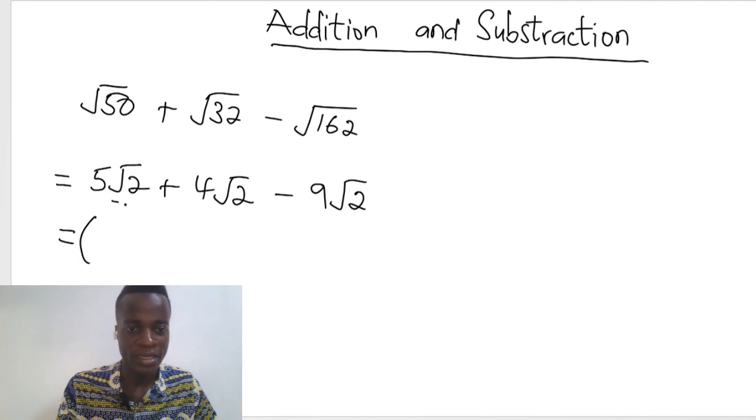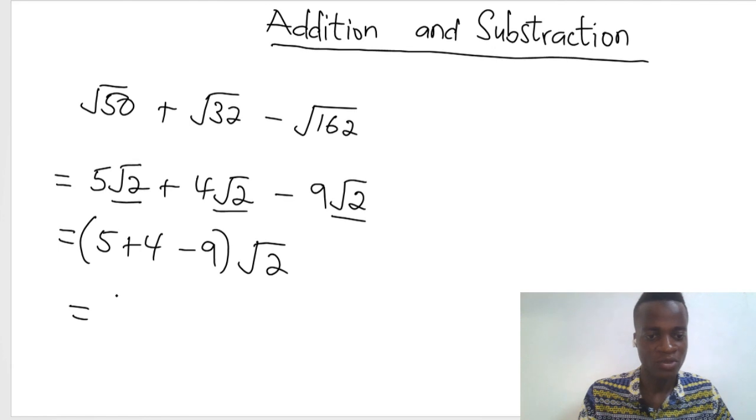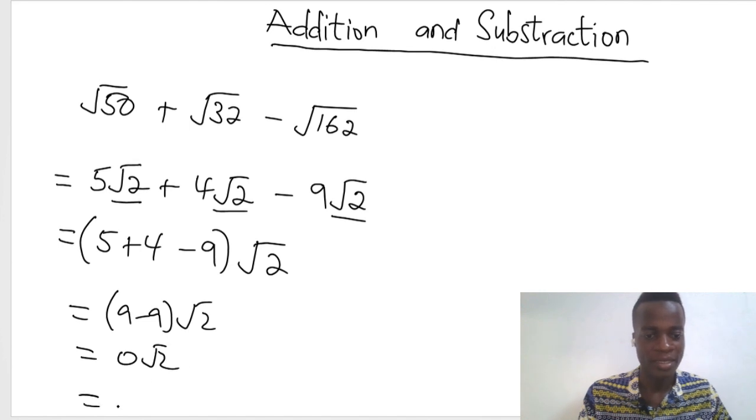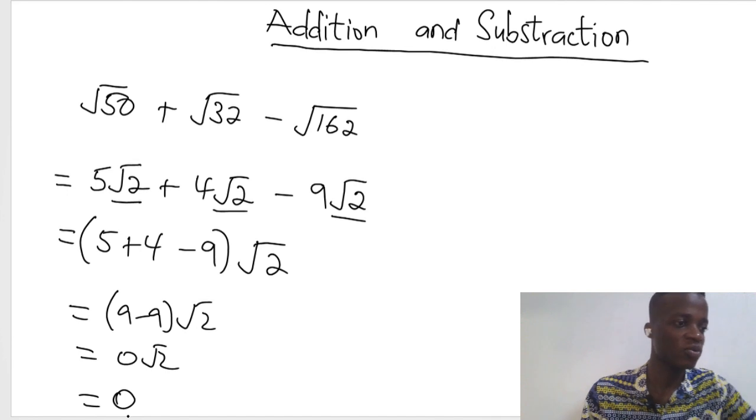So what do I have? Because the root is the same, I have 5 plus 4 minus 9. The outside numbers are qualified to be added together. So what do I have? It's going to be 9 minus 9 root 2. It's going to be 0 root 2. 0 times any number is 0. So the answer for this particular one is 0.